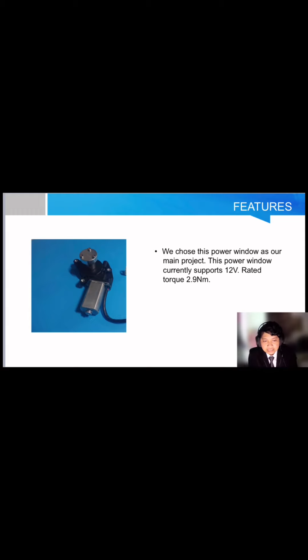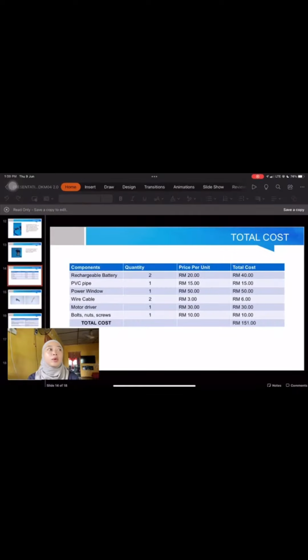and 13 kilogram. Okay, Assalamualaikum warahmatullahi wabarakatuh. My name is NADHIRAH HANIPAH. My metric number 09 DKM04 2025.